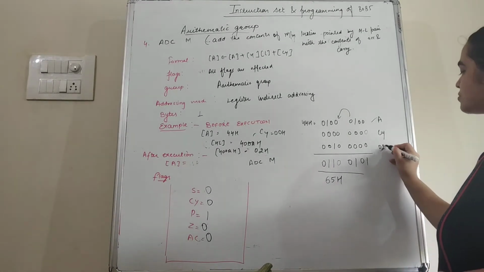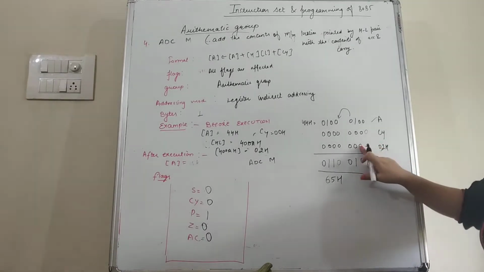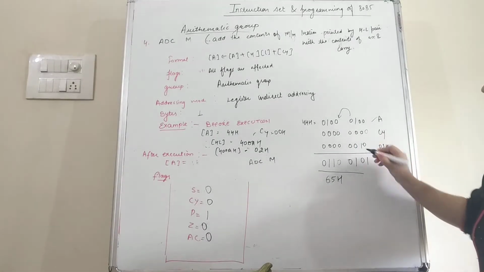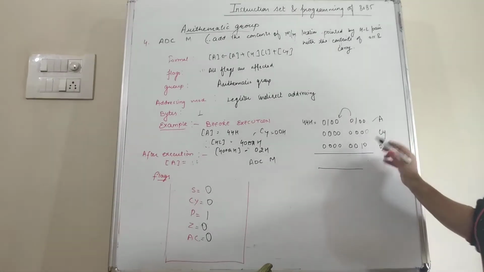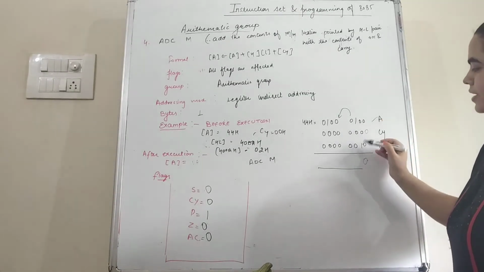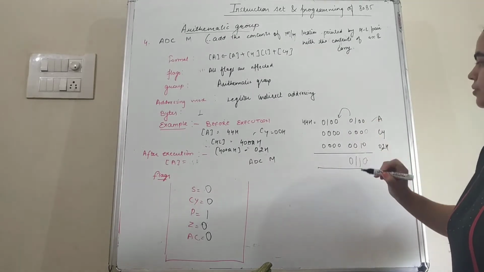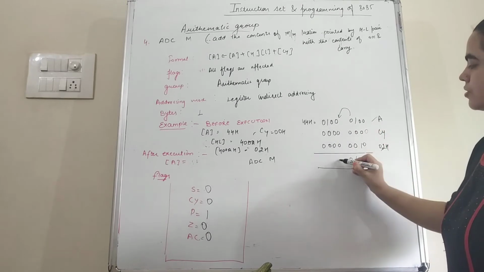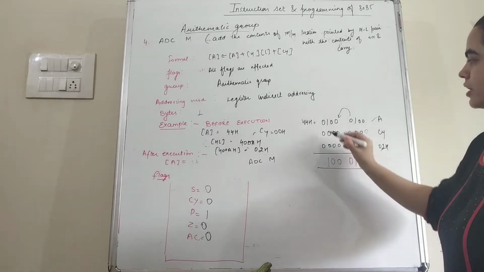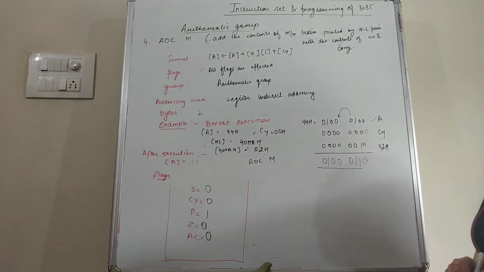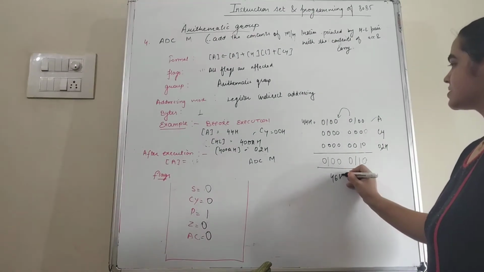02H means 0000 0010. So students, now we can add these three numbers. 0 plus 0 is 0, 0 plus 1 is 1, 1 plus 0 is 1, and the remaining bits add the same way. So the result of this instruction is 46H.